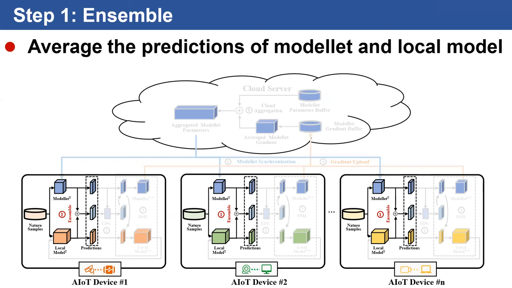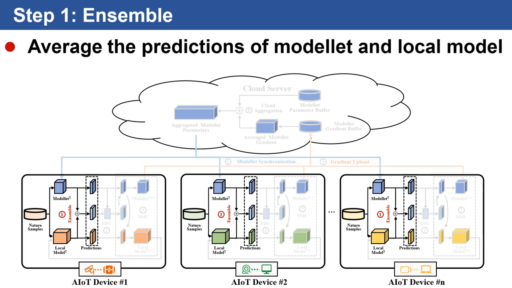The first step is the ensemble. At the beginning of local training, each selected device makes inferences from its local data based on the ensemble model, whose predictions are the average of predictions made by the pair of the corresponding modulate and local model.